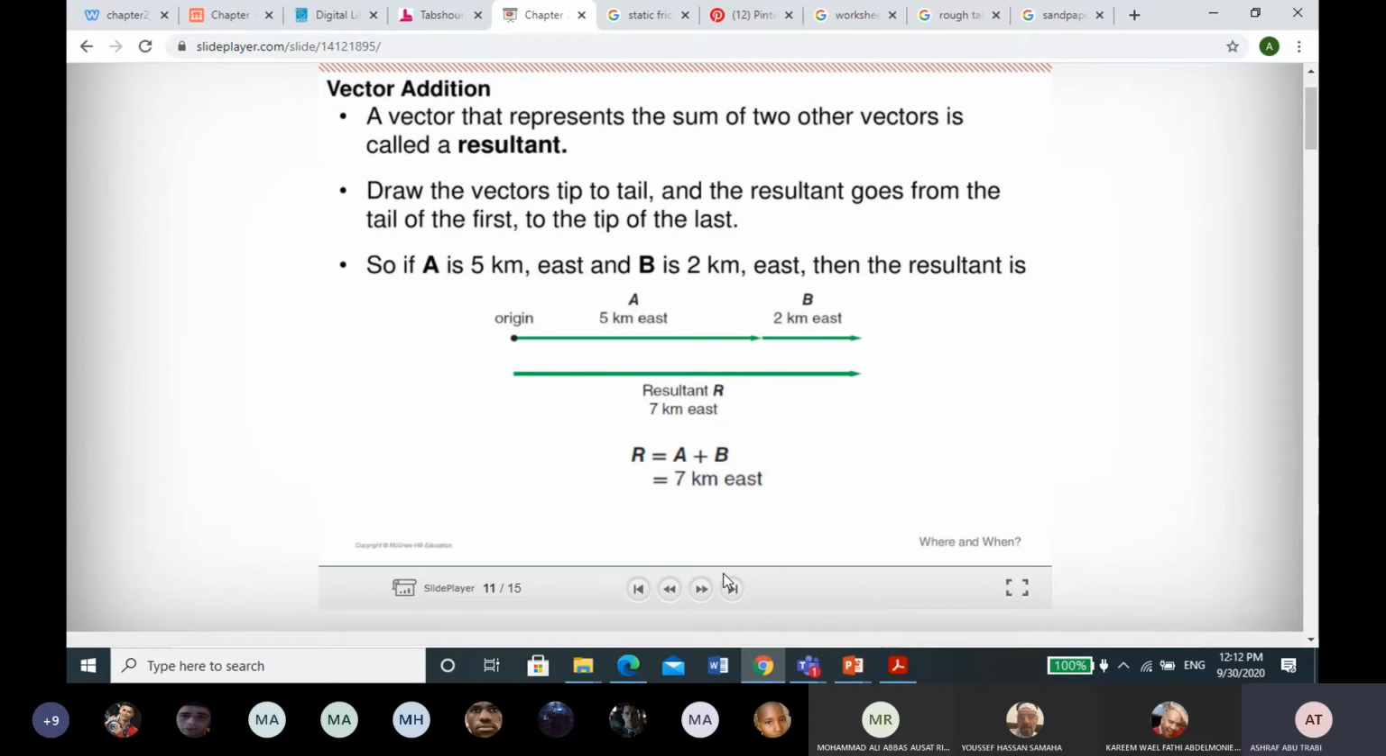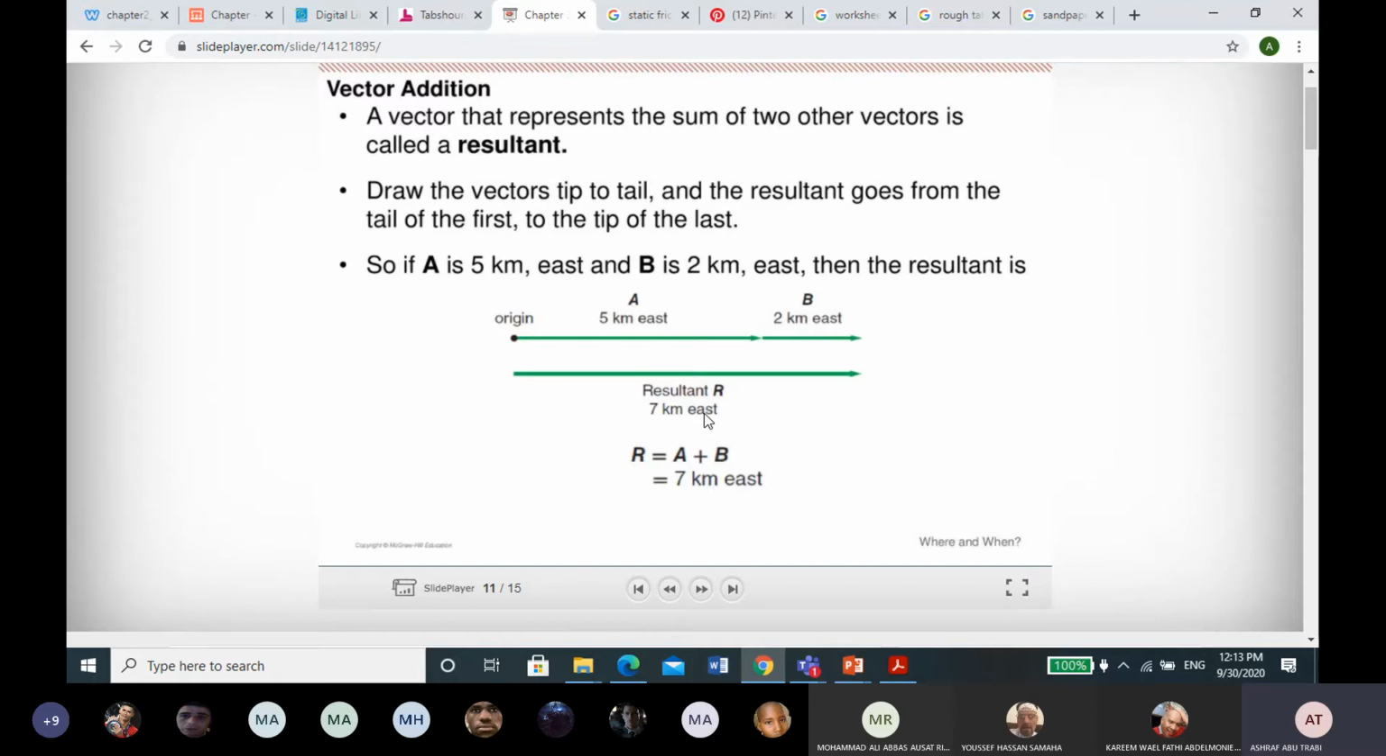Draw the vectors tip to tail. Always when I want to add them, I will draw them tip to tail, or head to tail, and then head to tail again with respect to the second vector, and then I add them. For example, 5 kilometers east, and can you see here, guys, east? East is the direction of the vector. And here also 2 kilometers east, so the resultant will also be to the east.